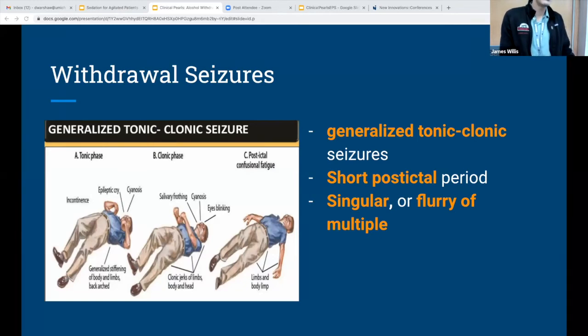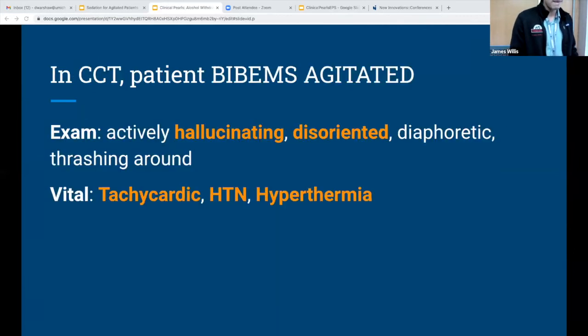Timeline for this, 6 to 48 hours after the last drink, but again, it can occur earlier, so always be aware of that. Prevalence-wise, it's in 10 to 30% of patients with withdrawal. And it's important to note that they rarely cause status epilepticus, only around 3%. So if your patient is going into status, you really need to expand your differential and work up accordingly.